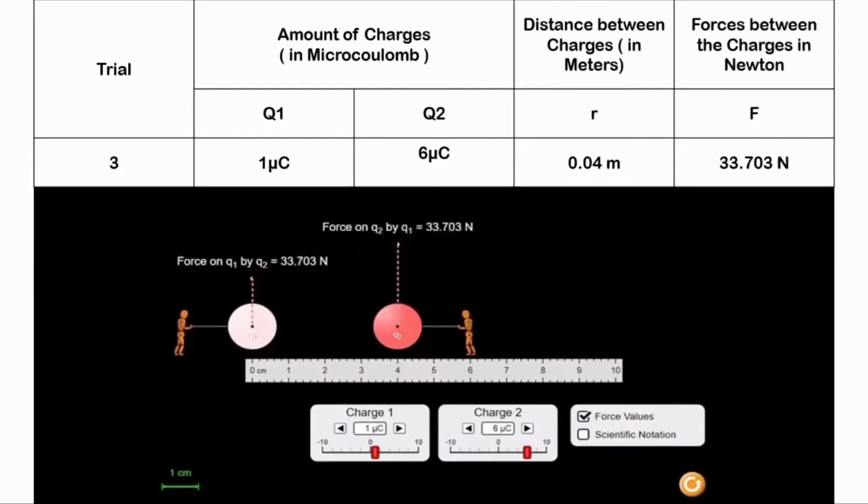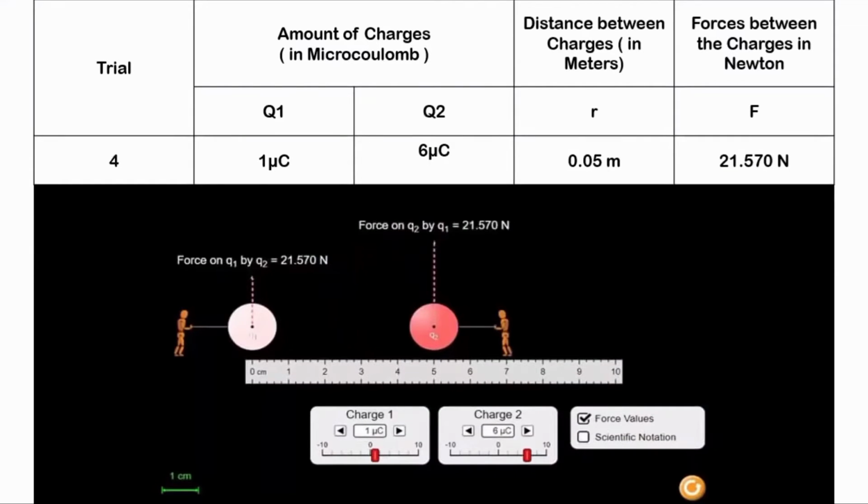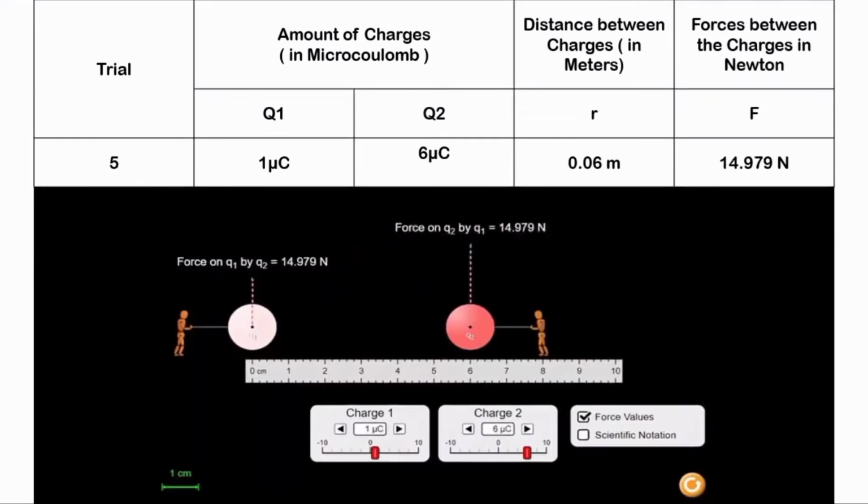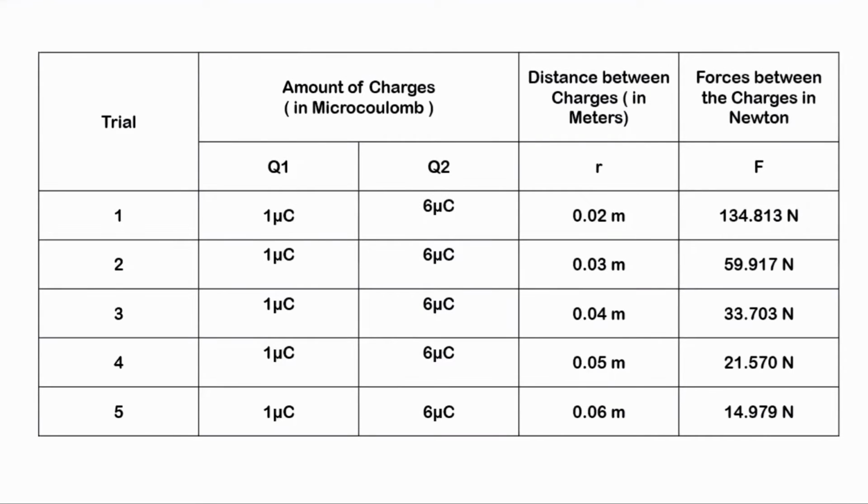33.703 newtons. For our fourth trial, we have the distance of 0.05 meter, while our force is 21.570 newtons. And for our last trial, we have the distance of 0.06 meter, and our force will be 14.979 newtons. This is the complete table for table letter B.